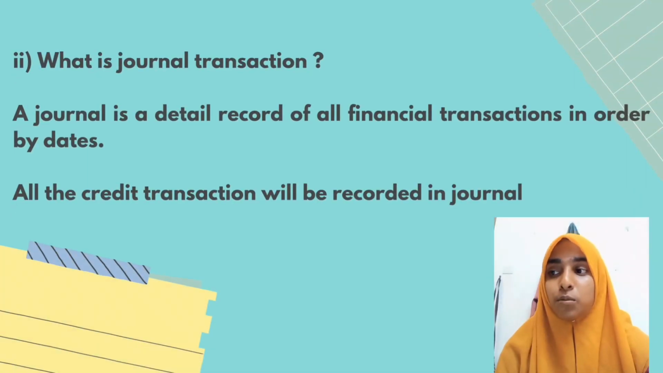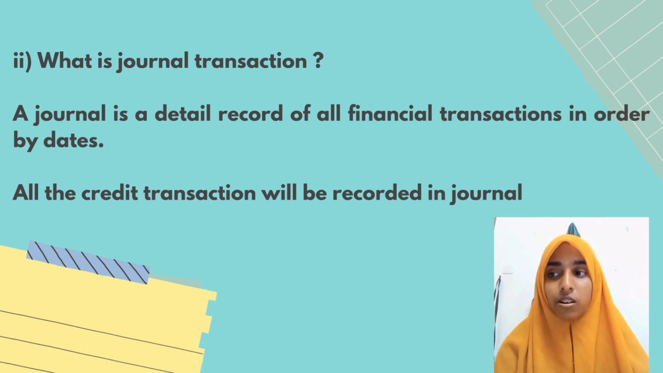And now we will see what is a journal transaction. A journal is a detailed record of all financial transactions in order by dates. All the credit transactions will be recorded in the journal.